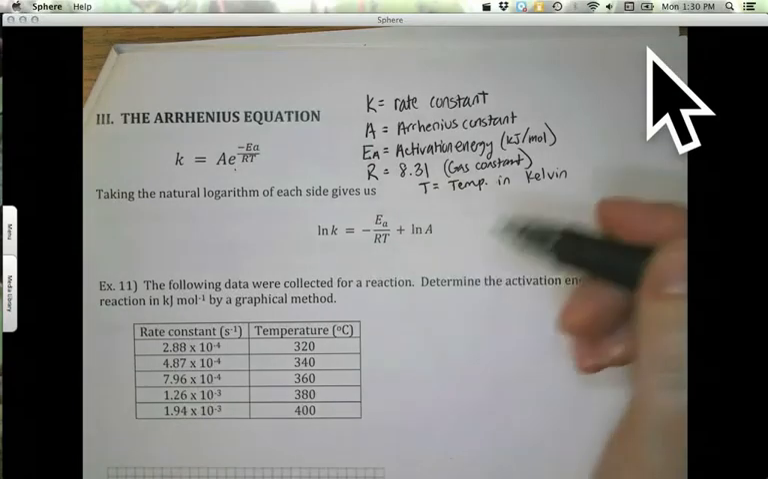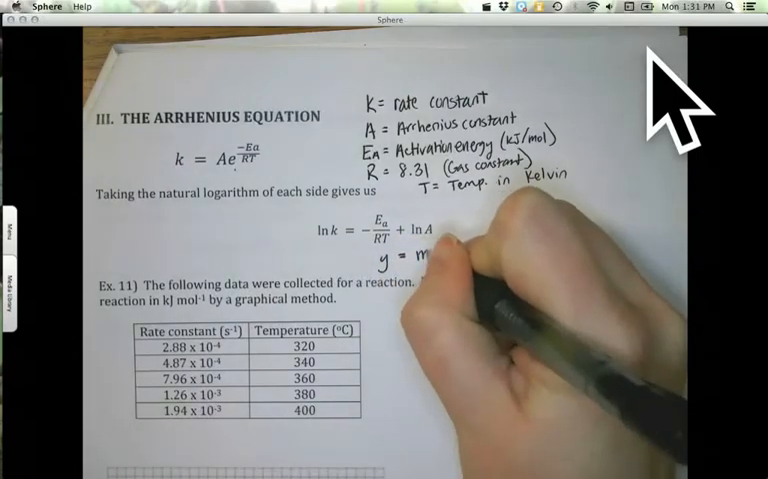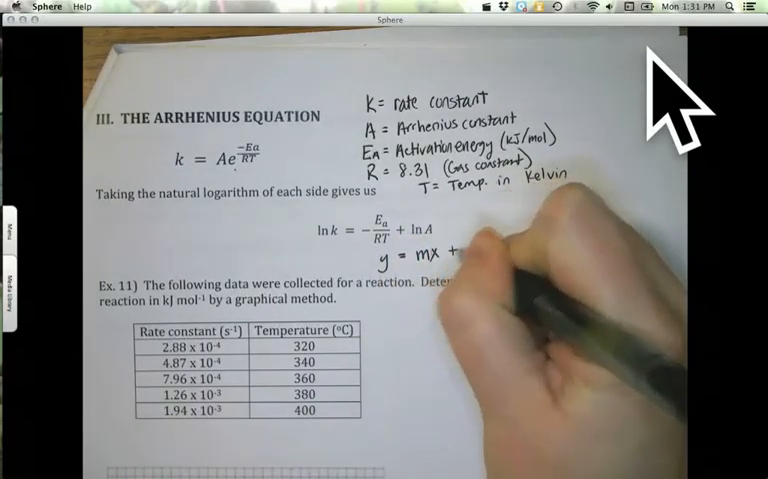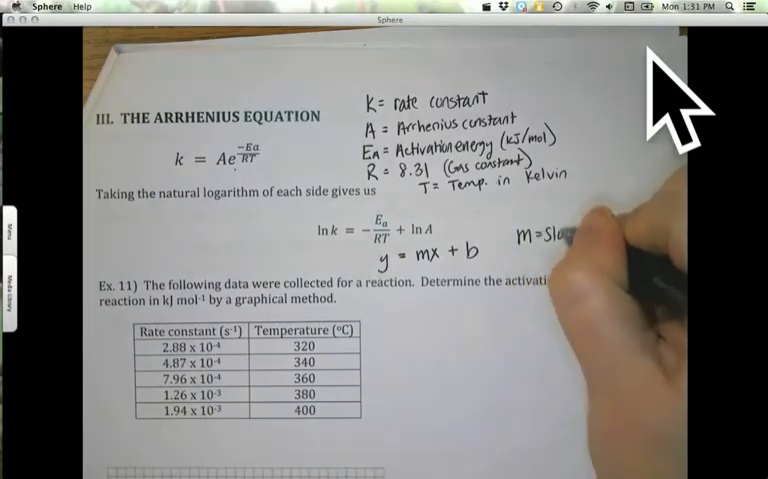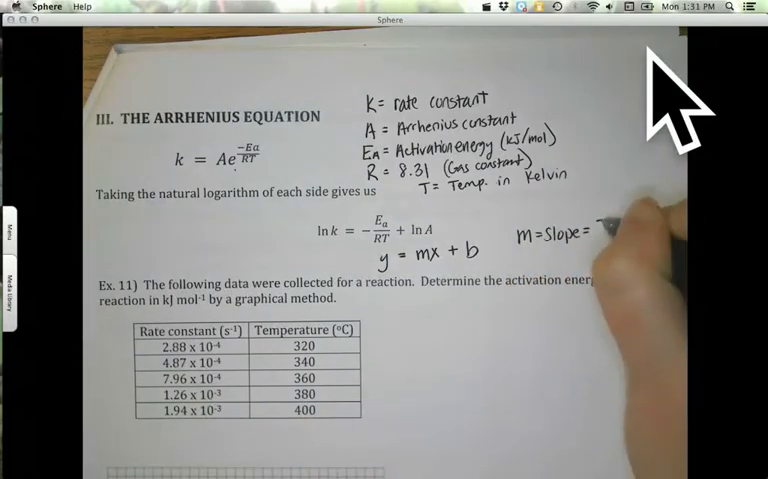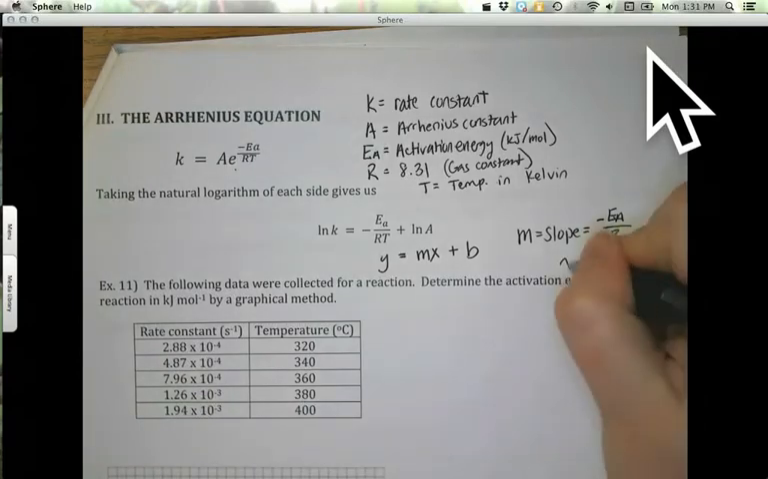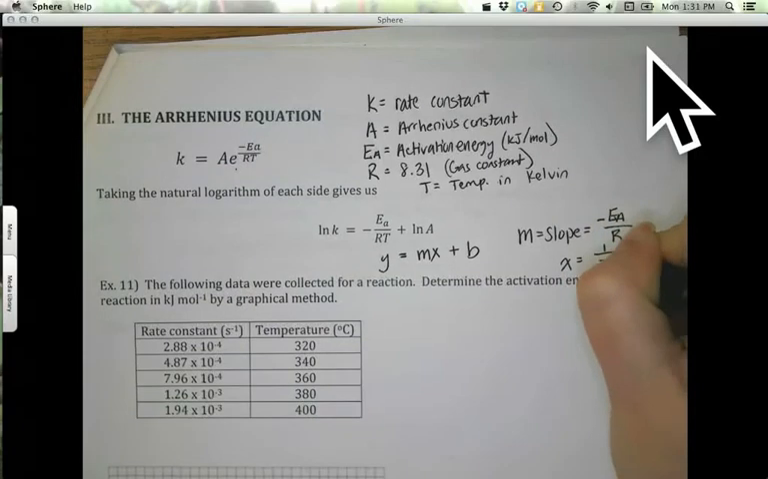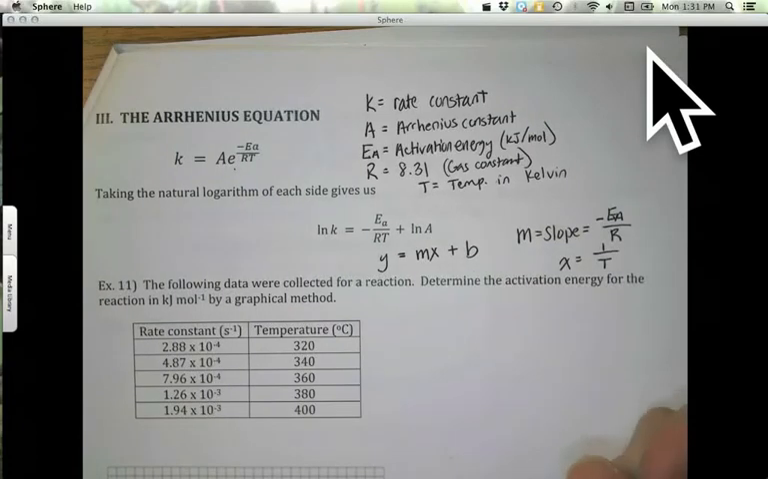And if you graph this, well, let's back up. Do you see how this has the general form y equals mx plus b, where your slope is the negative activation energy over R, and your x is the inverse of your temperature, since it's 1 over T, and then your intercept is the natural log of A. So we can use this graphically.